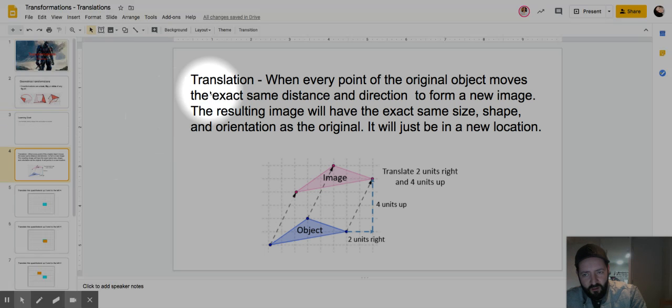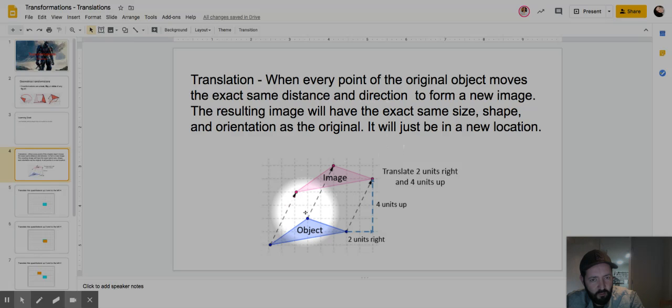Okay, so let's have a look specifically at translations. This is a pretty wordy definition, so just listen up for the next 10 seconds as I go through this, and then we'll have a look down here at the bottom for a more concrete example. So a translation is when every point of the original object moves the exact same distance and direction to form a new image. The resulting image will have the exact same size, shape, and orientation as the original. It'll just have a new location.